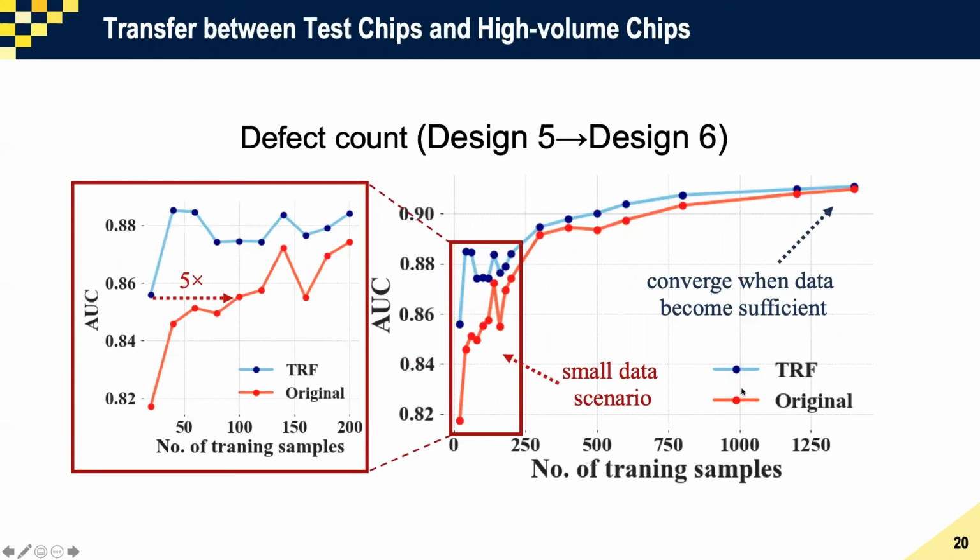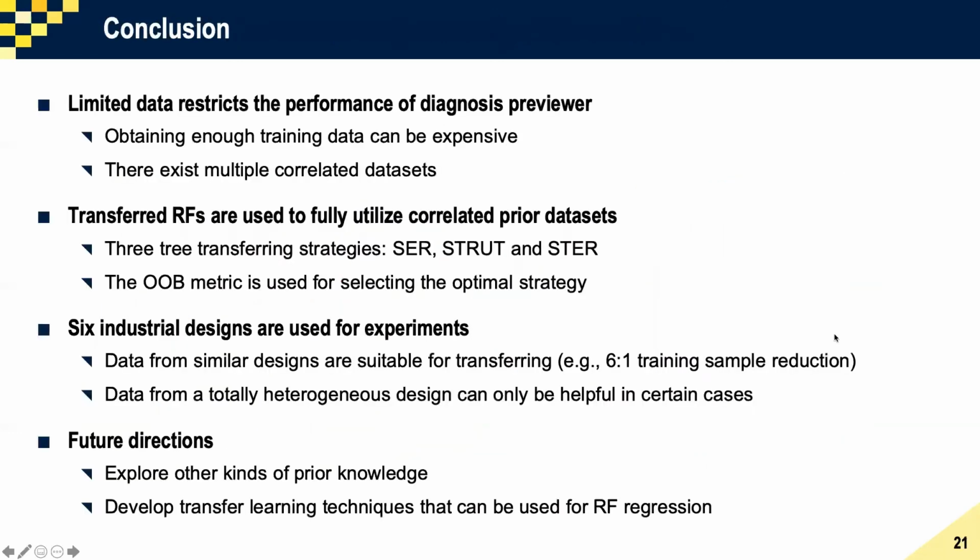Similar to designs 1 to 4, we also examine the performance of transfer RF in defect count prediction by varying the size of the training set. As shown here, the transfer RF in the small data scenario achieves up to 5-to-1 training data reduction. We also explore the region of big data when the sample number exceeds 1,000. The performance of the two RFs gradually converges, indicating that the importance of prior knowledge decreases with more data. This region, however, is not within the problem setting of this work.